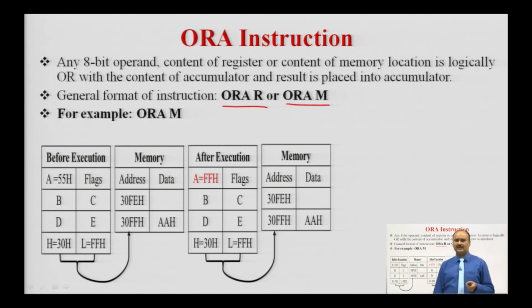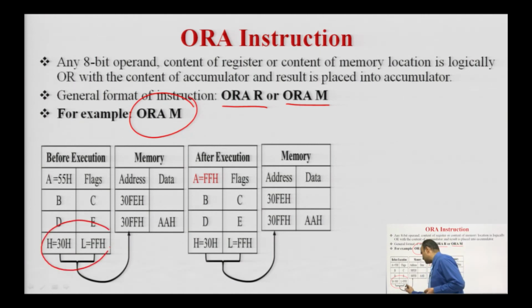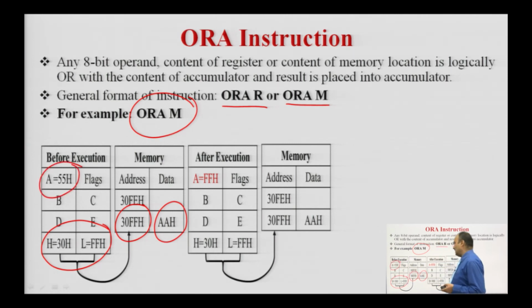Here this M will indicate the memory location. I am taking the example of this instruction ORA M. The address of the memory location is indirectly given by the HL register pair. The H and L registers give the address of memory, that is 30FFH, where the 8-bit data AAH is present. The content of this memory location, AAH, is logically ORed with the content of the accumulator, which is 55H, and the result of operation, which is FFH, is stored back into the accumulator.